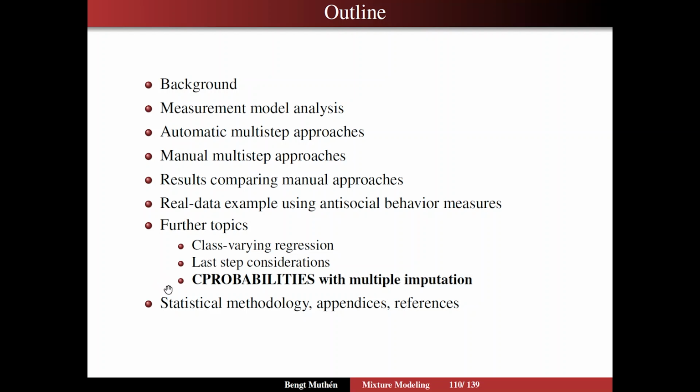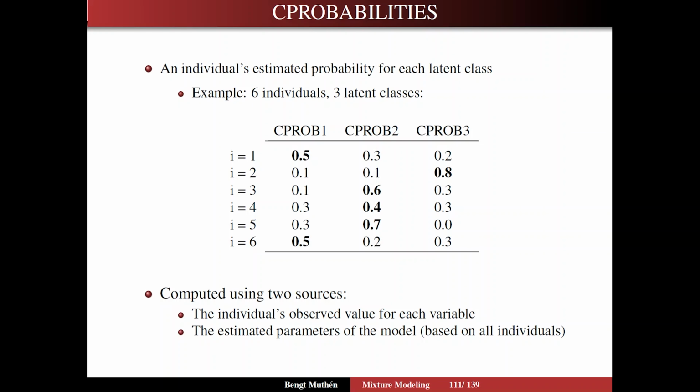All right, let's turn to the third and last further topic, which is CPROBABILITIES, class probabilities with multiple imputation. Turning to slide 111, we're going to take a look at C probabilities, that is, class probabilities. So the focus here is on an individual's estimated probability for being in each latent class. That gives information about how well the measurement instrument captures the individual's class membership.